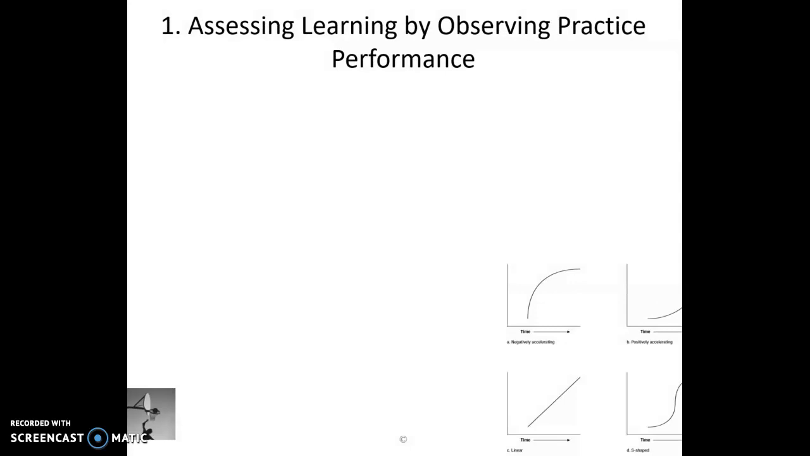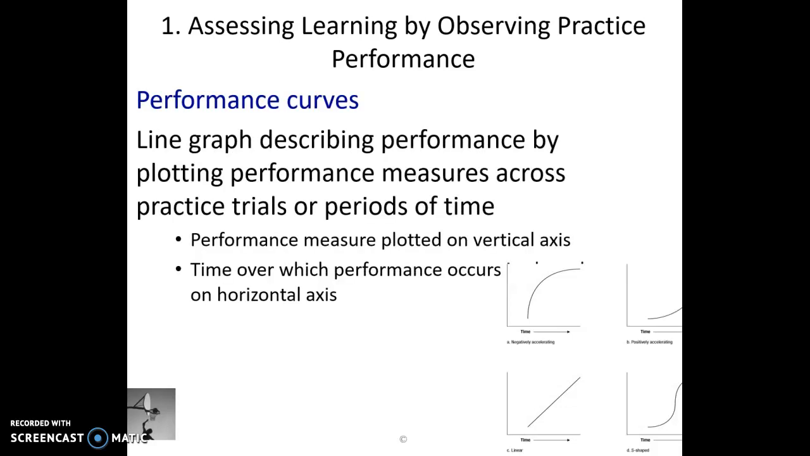When we talk about performance curves, one way we can assess learning is by just plotting performance curves, which is a line graph that describes our performance over time. And so here you can see at the bottom different types of performance curves, but along the horizontal axis would be time or number of trials, and along the vertical or the y-axis would be the actual performance measure that you're doing.